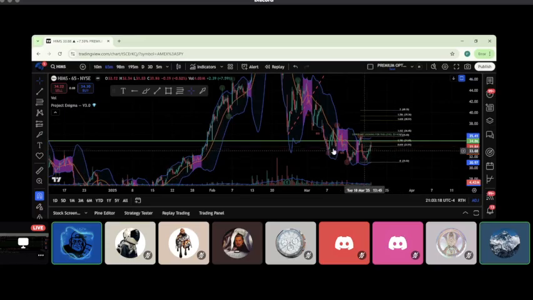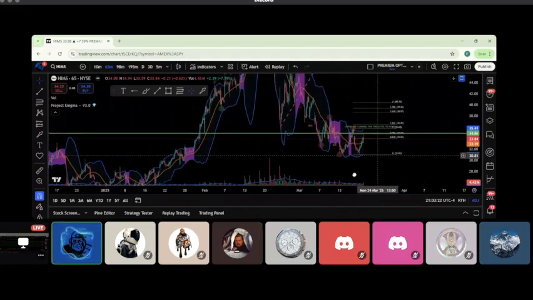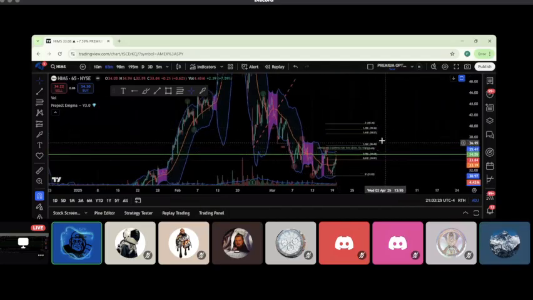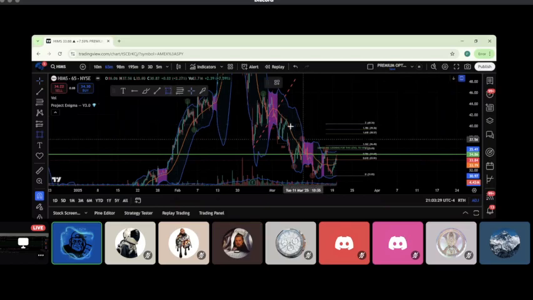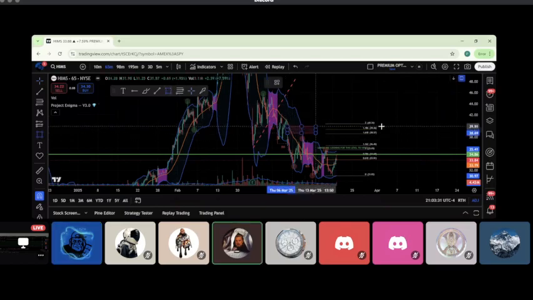If it rejects that level, it'll be big time puts. If it closes above, it's probably going to explode up and target up to $40, which is where we also have a gap fill. Can you give me that support line one more time?